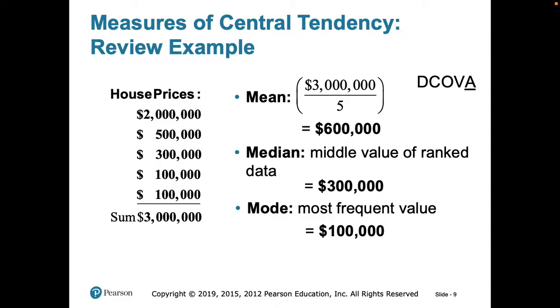Now the mode is the one that appears most frequently, and you can see that will be $100,000 because that appears twice. So based on the mode, you can say, yeah, you know what? Most of the houses here, the one that shows up the most is $100,000. So you say, yeah, I could probably afford a home over here.